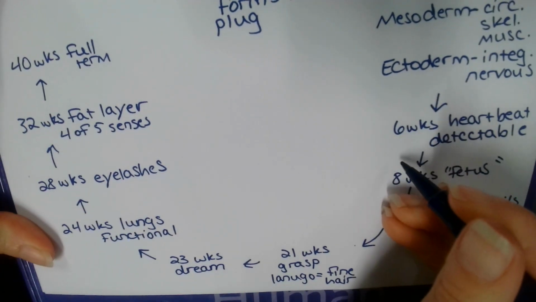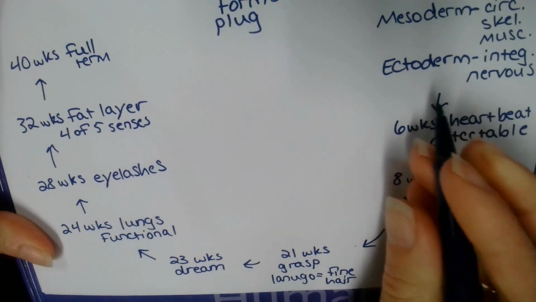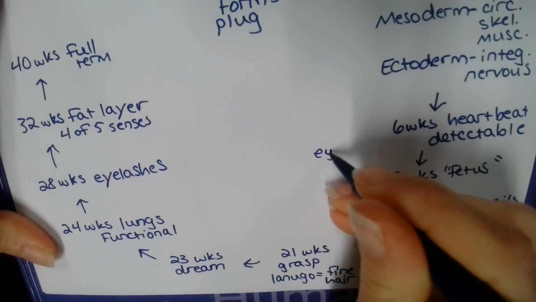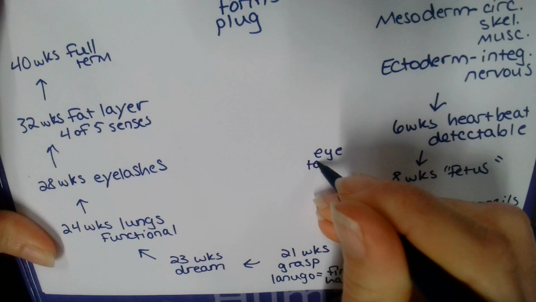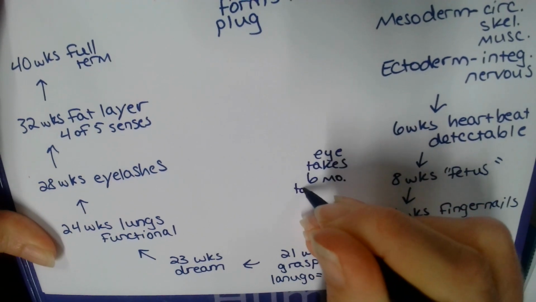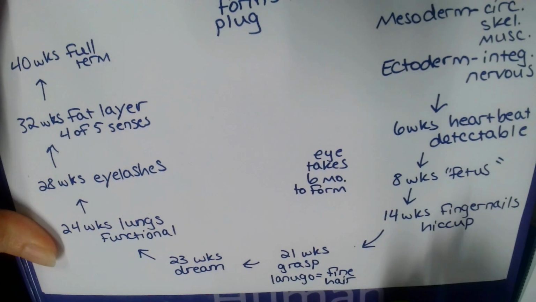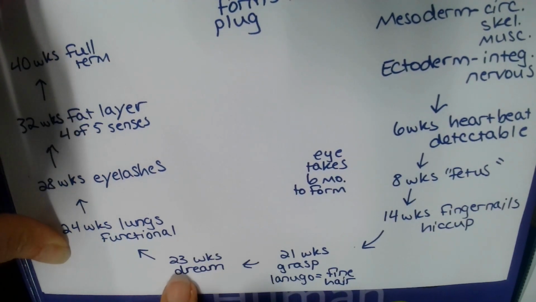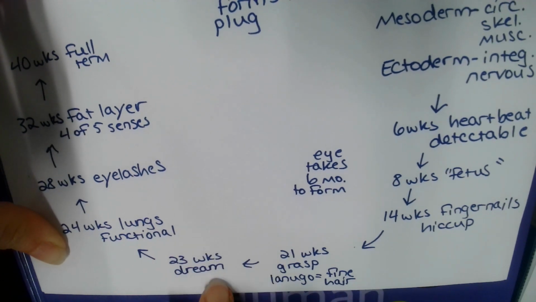Don't forget that around week 7 is when the eye starts to form. The eye takes 6 months to form. It's one of the longest. It's one of the organs that take the longest to form, is the eye.